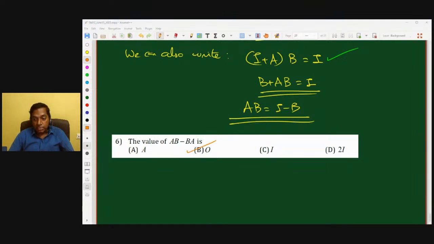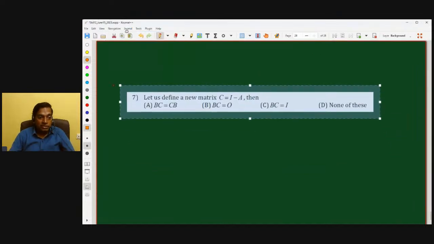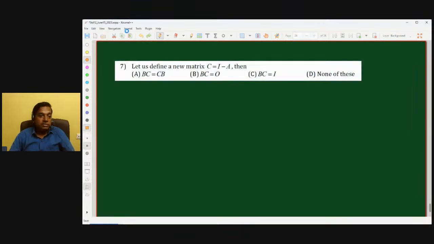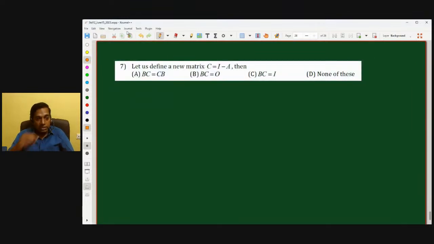Okay, so the last thing for you to do is question 7. See if you can do question 7. Is there something that you can write? BC is CB, BC is null, BC is I, none of these. Please go ahead and do question 7 because 6 I solved already.